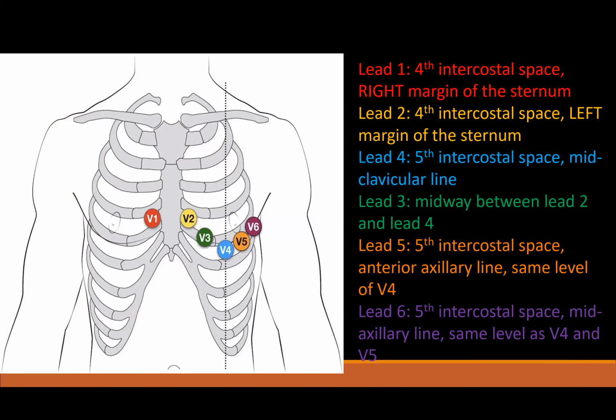This is the placement of the leads for V1 to V6. As you can see, V1 is in the 4th intercostal space, at the right margin of the sternum, and then there are many specific places to place leads V1 to V6. Next.